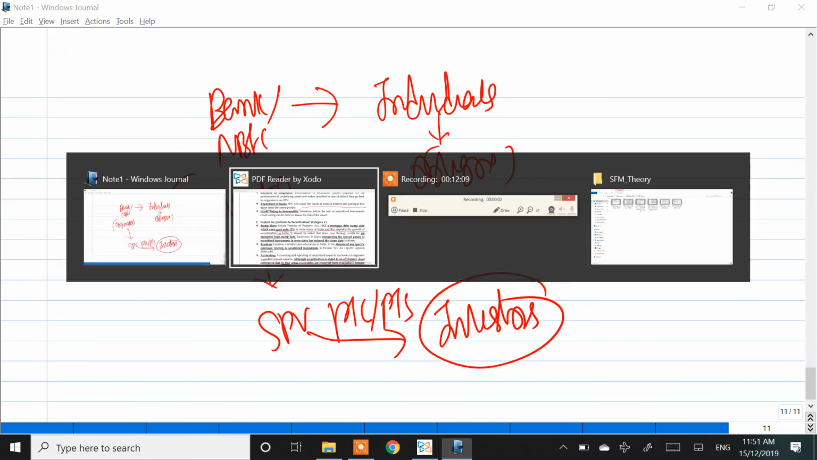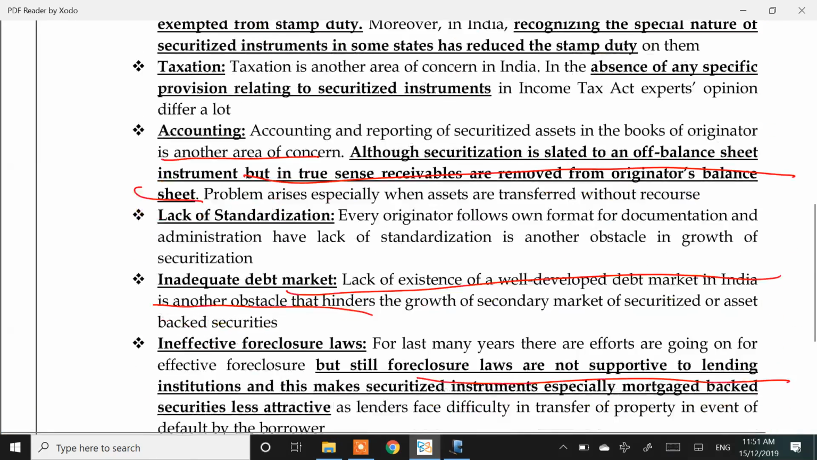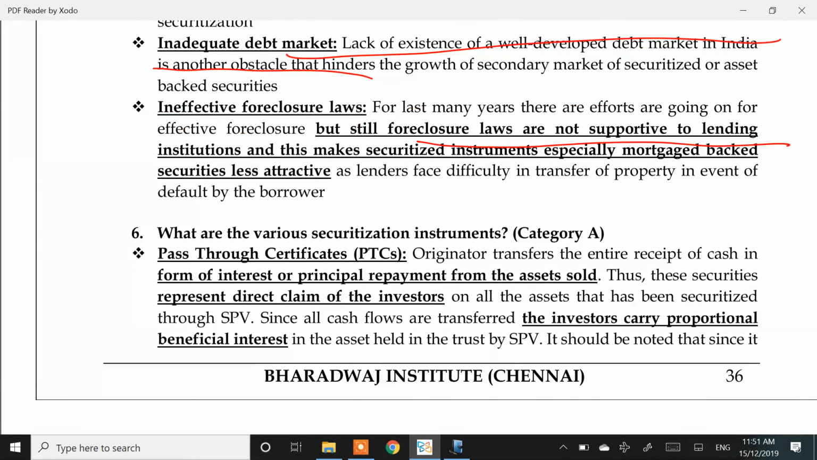Now let's focus on PTC and PTS, pass through certificates and pay through securities. What is a pass through certificate? Whenever you go through a PTC route, you transfer the entire receipt of cash in the form of interest or principal from the asset sold. That will mean there is a direct claim of the investor.